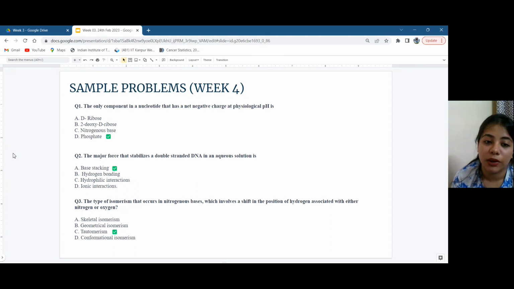The next question is about the major force that stabilizes our double-stranded DNA in an aqueous solution. The reason why DNA has that double-stranded structure is because there are multiple forces which stabilize it. If you look at the options here, there is base stacking, hydrogen bonding, hydrophilic interactions, and ionic interactions. While every interaction has some role to play, among these, the major contributing force that stabilizes this structure is the base stacking interaction.